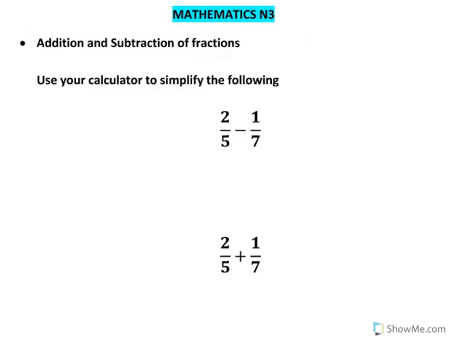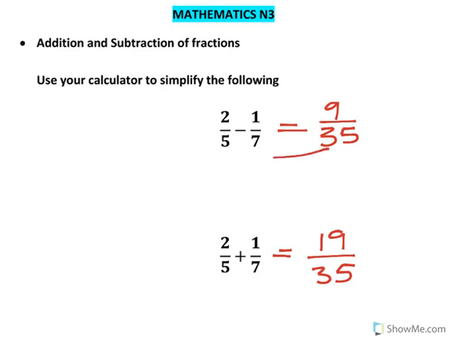Now let us move on to look at the addition and subtraction of fractions. Again, using your calculator, can you quickly find the following answers? Any calculator will give the same answer: 2 over 5 minus 1 over 7 is 9 over 35, and 2 over 5 plus 1 over 7 is 19 over 35. How did it happen to give this particular answer?